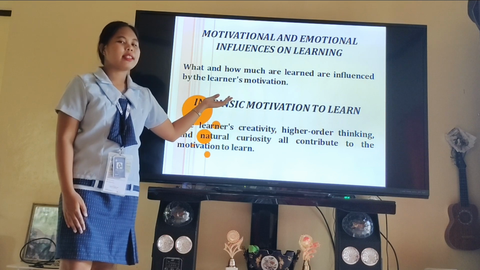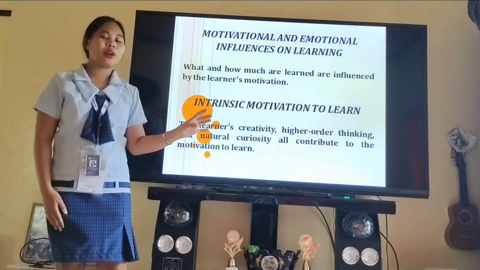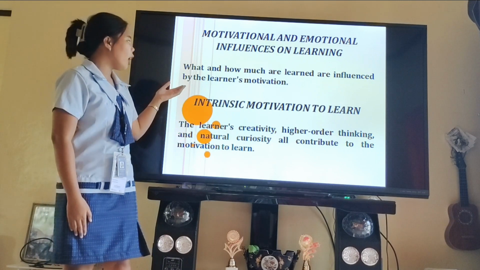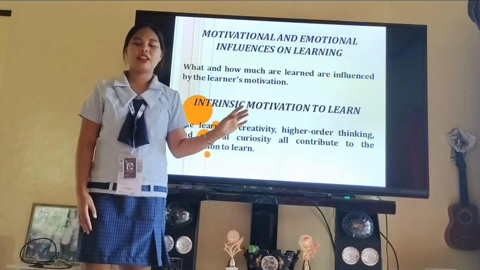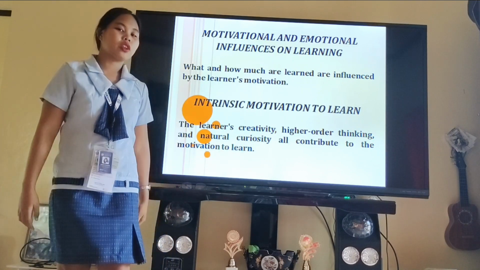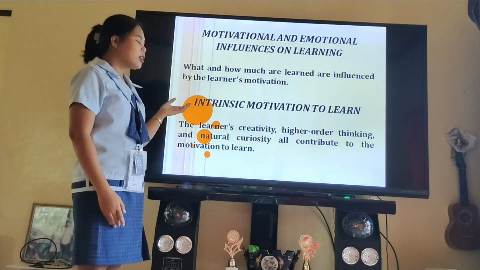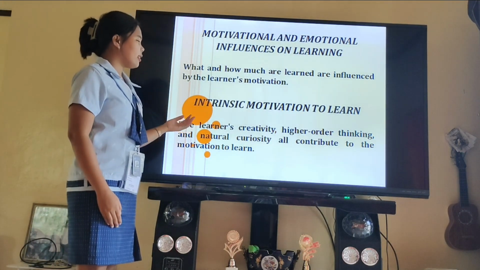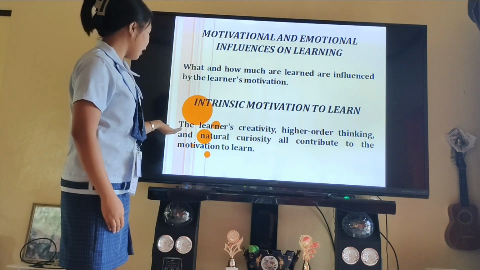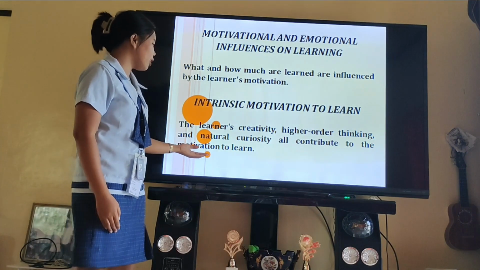So it means that it depends upon how the students learn, or how the learners are motivated in learning that topic or in gaining that knowledge. So the next one is the intrinsic motivation to learn. The learner's creativity, higher order thinking, and natural curiosity all contribute to the motivation to learn.